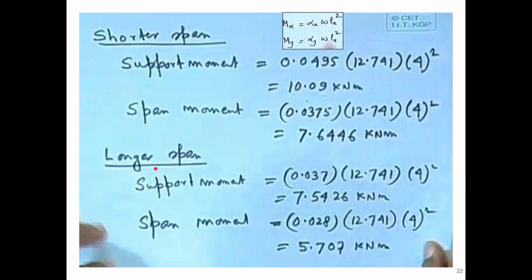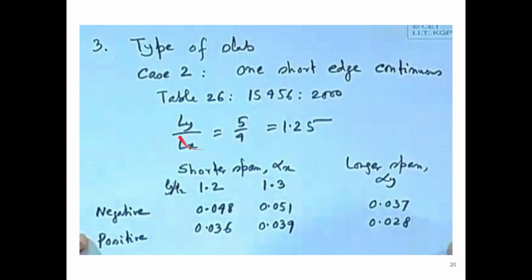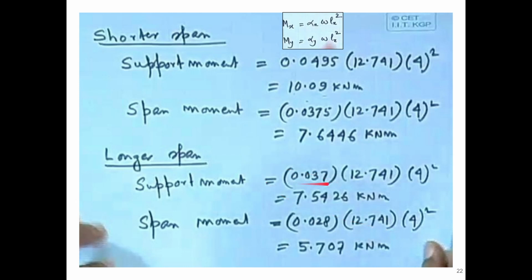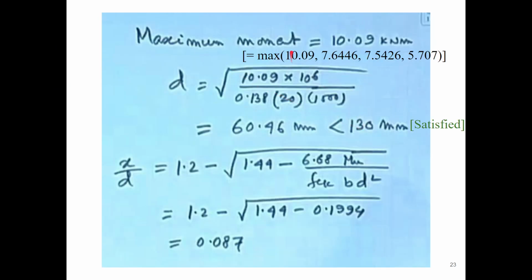Similarly for the larger span, the value will be the same because there is no effect of the Ly by Lx ratio. So it is 0.037 and 0.028 into 12.741 into 4 square. For the support moment it will be 7.5426 kilonewton meter, and for the span moment it will be 5.707 kilonewton meter. If we compare all the values, the maximum is 10.09 kilonewton meter, the support moment in the shorter span.